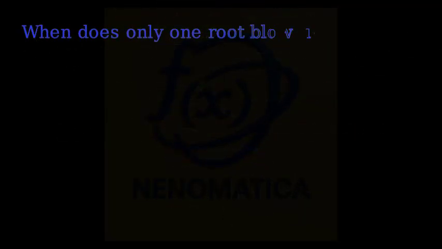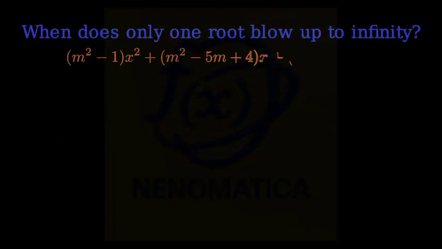In this example, we study a parameterized quadratic equation and ask, for which value of m does exactly one root tend to infinity? Here is the key idea. For a quadratic ax squared plus bx plus c equals 0, if the coefficient a approaches 0 while b stays non-zero, then the equation becomes almost linear. In that case, one root flies off to infinity, and the other root approaches negative c over b.